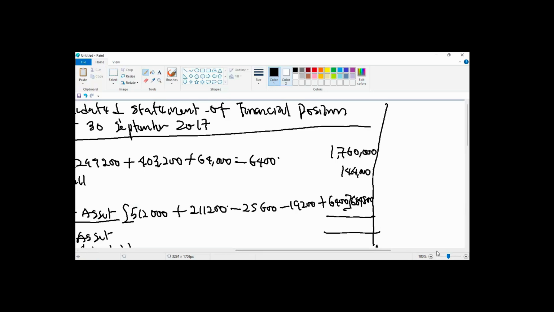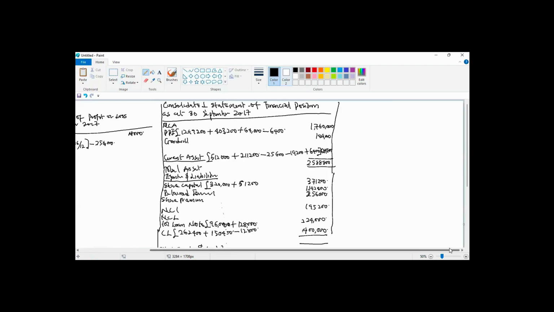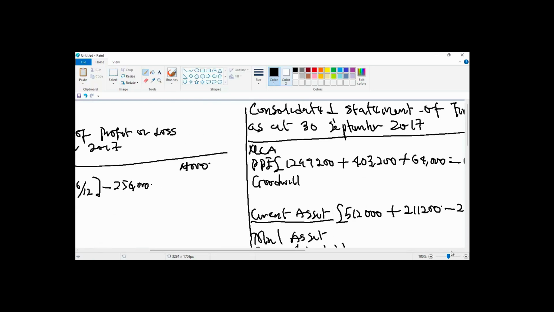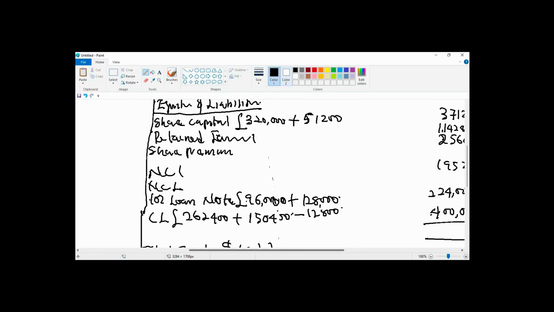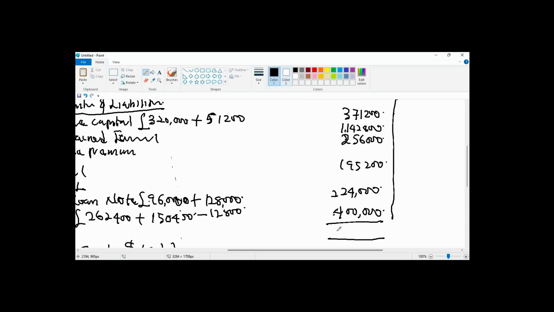Total 2,458,800. Let's go to the liability too. The same thing, 2,458,800. Immediately I'm done with this. I'll go to my profit or loss.